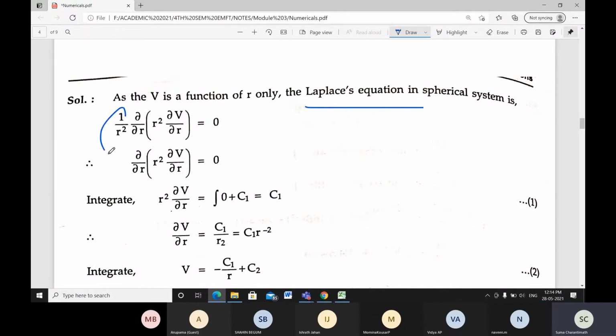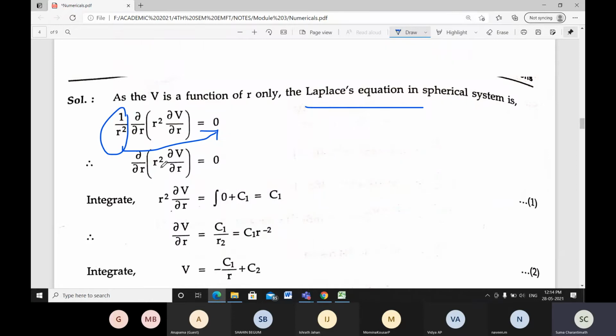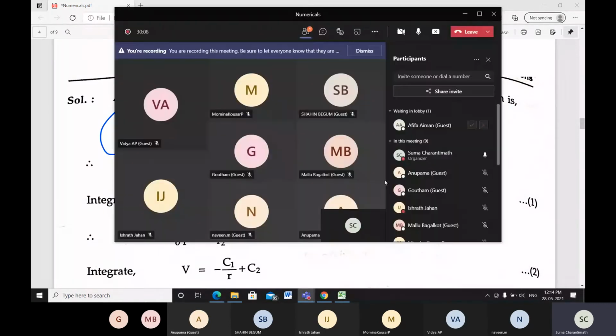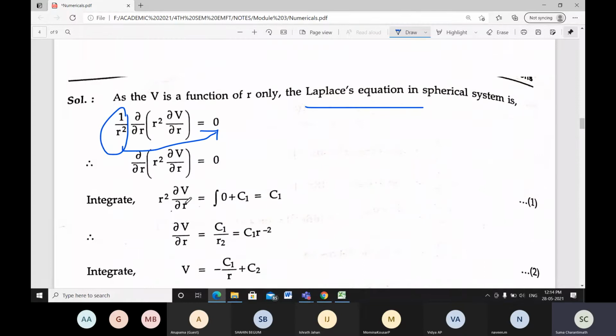Again, this part, if I take this side towards our RHS, then ∂/∂r of (r² ∂V/∂r) is going to be equal to 0. The next steps remain the same. Whichever problem you are solving, you integrate on both sides, and then we get r² ∂V/∂r as a constant value, that is c1.